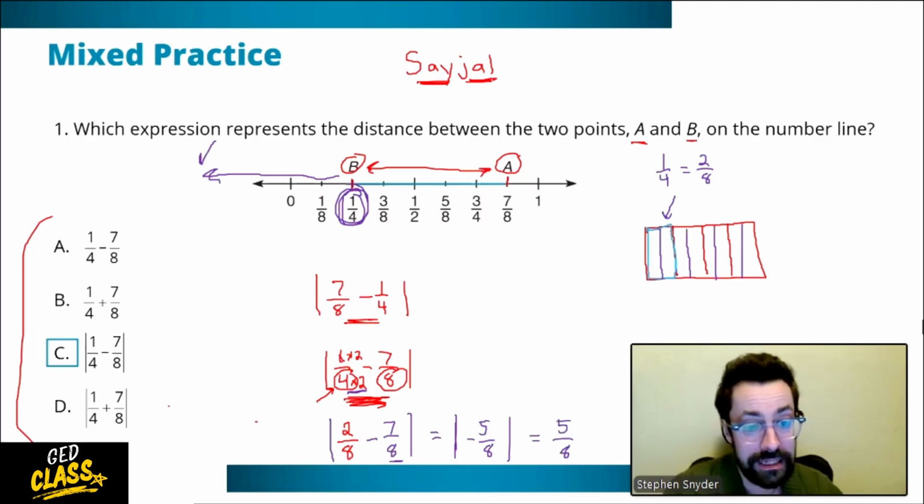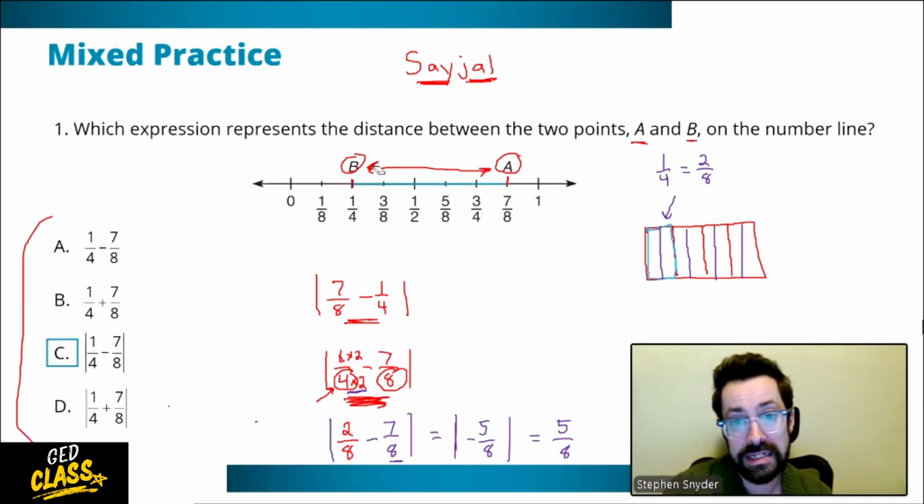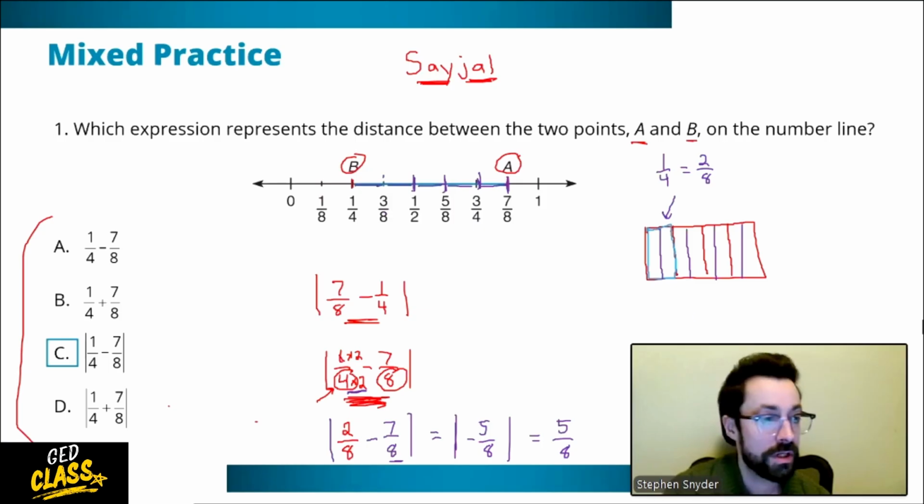Let's see if that truly works, and that truly is the distance between A and B. So I'm just going to count it out. Each of these are eighths. So here's 1/8, 2/8, 3/8, 4/8, 5/8. Yeah, 5 of these little eighth pieces in between them. And that is absolutely correct.